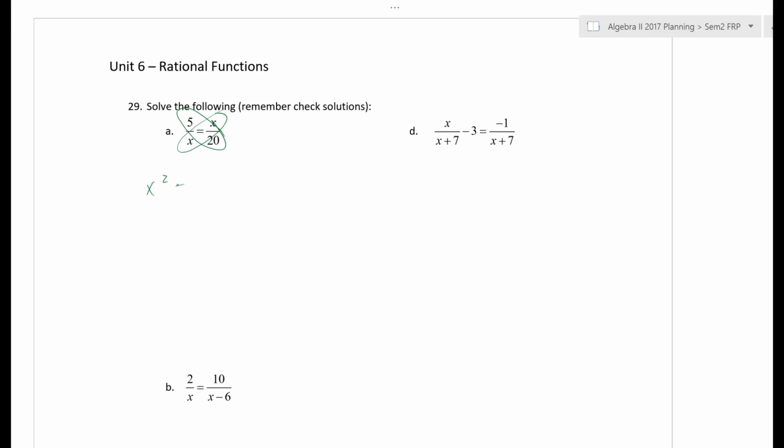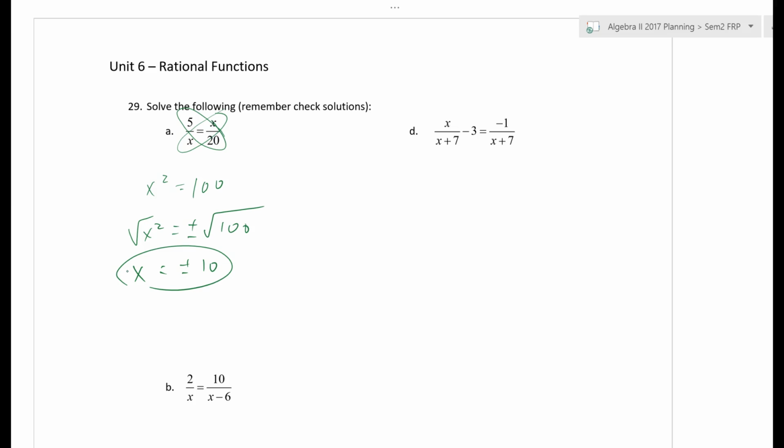X squared is x times x, 5 times 20 is 100. When you take the square root of both sides, you have to take plus or minus, don't forget that. One of the top 5 algebra mistakes. And then you get x equals plus or minus, square root of 100 is just 10.